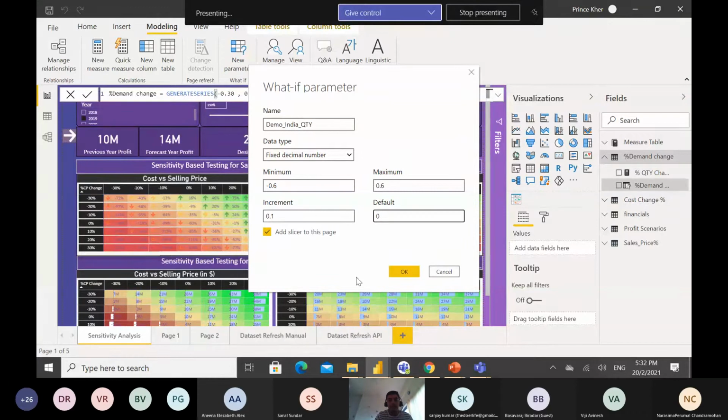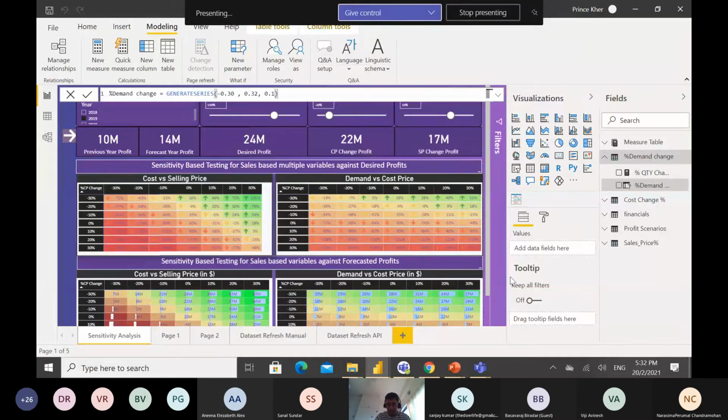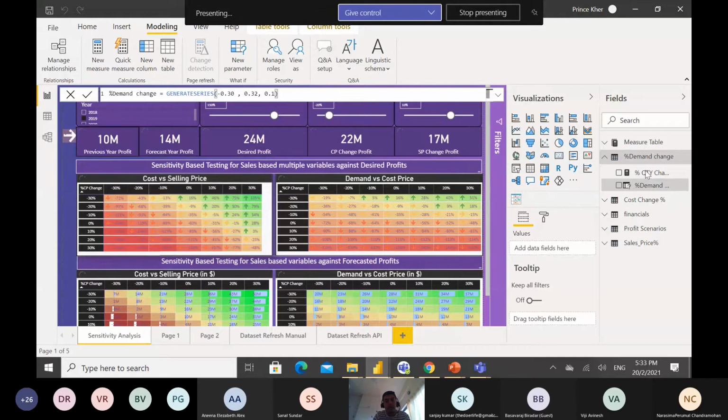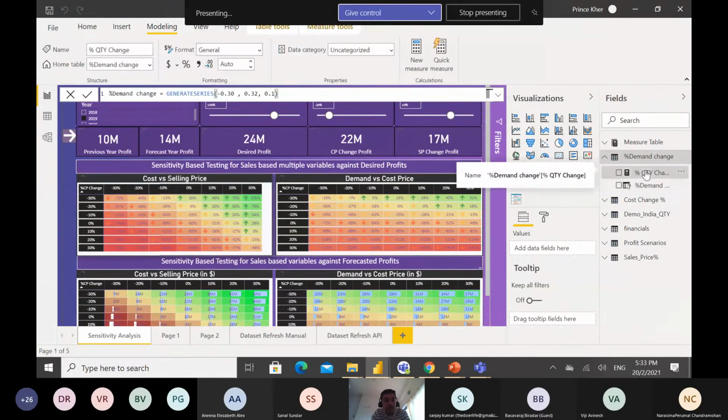So add slicer to the page. I'm not going to allow that as of now. We'll take that slicer across later. So it builds. Now you will see it generated this series, and along with that it gives you a measure of its own. You can even use GENERATESERIES, but GENERATESERIES won't give you a measure. So it gives you a measure along with this table. It generates a table with a list of values.